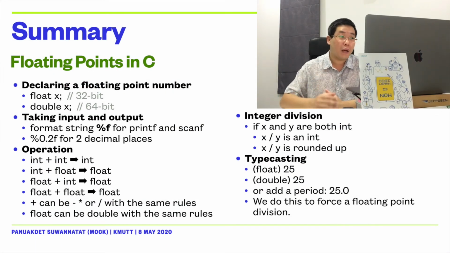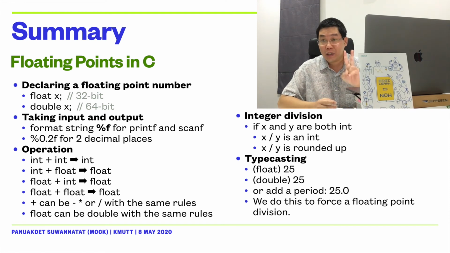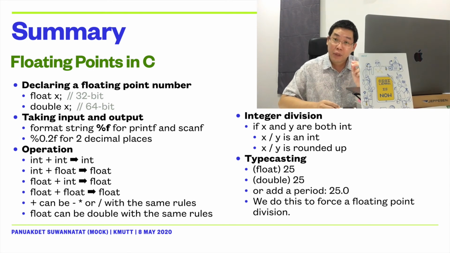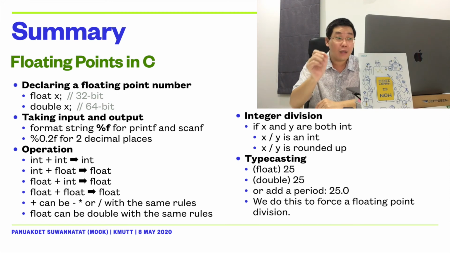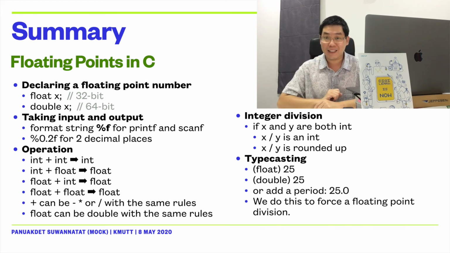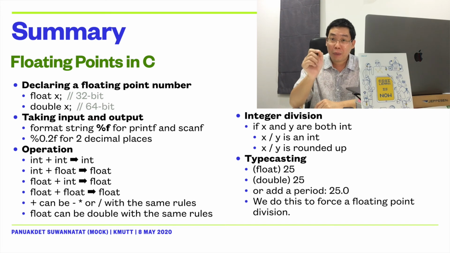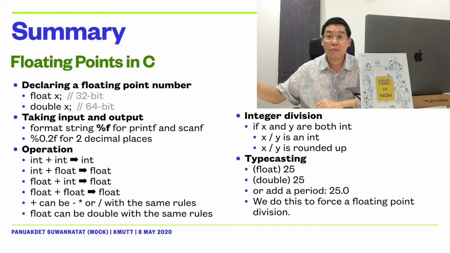Congratulations! In this video, you have learned about floating points, how to declare them. There are 2 main ways, using float or using double. A float is a 32-bit variable. A double means double precision, so it will use 64 bits, and they are more accurate than float. You learn how to take input and print output of the floating point variables. Both double and float use the same format string, which is %f. You can use %f alone, or you can use %0.2f to print 2 decimal places. Of course, you can use %0.5f to print 5 decimal places as well.